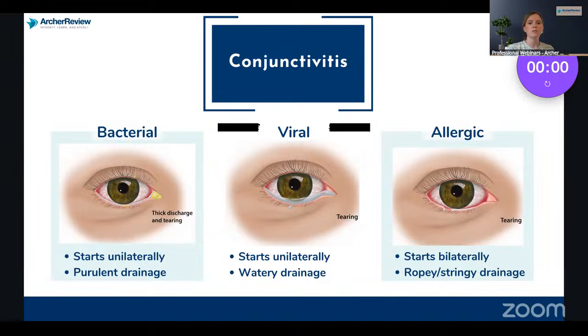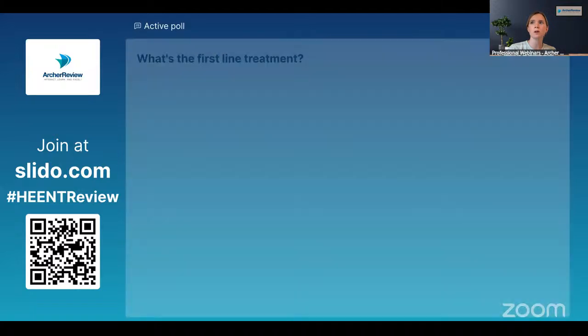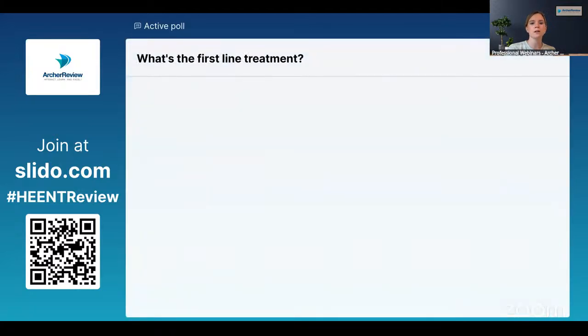So again, remember when you get that bacterial infection, it's going to have the purulent drainage or pus, and it's dead bacteria and white blood cells all mixed together. So our next poll is going to be, what is the treatment for bacterial conjunctivitis? And I'm not looking for anything super specific. You don't have to name the exact medication or anything, but you'll have some ideas. How do you treat bacterial conjunctivitis?